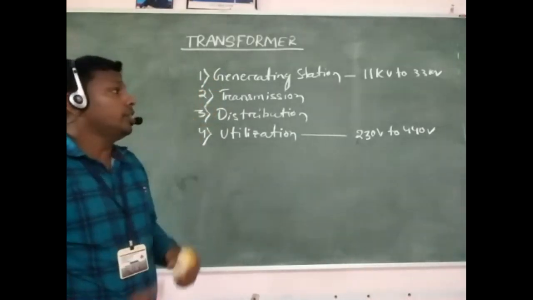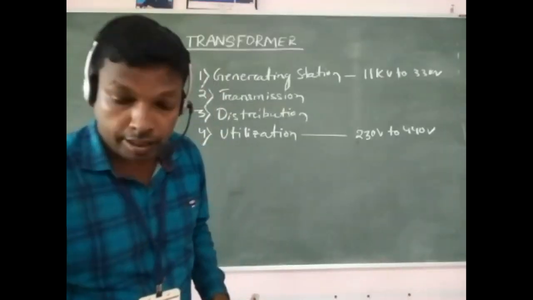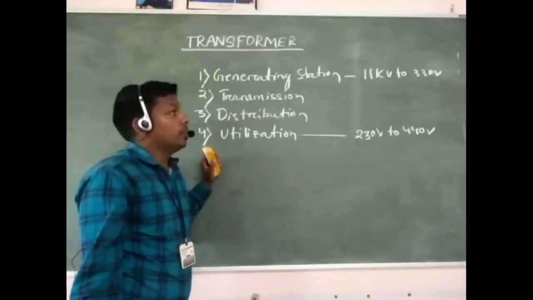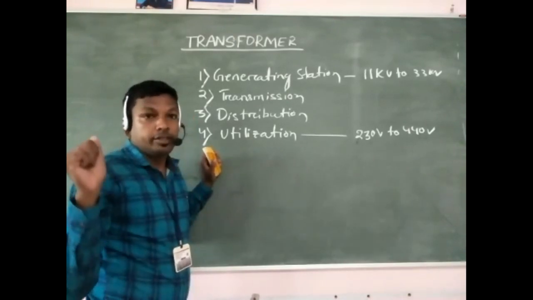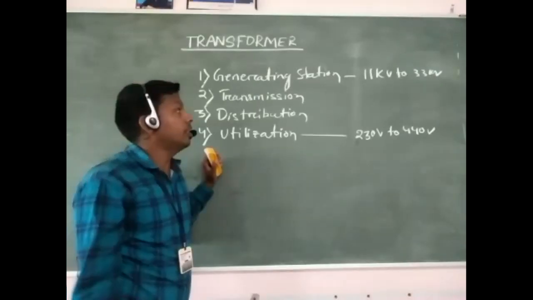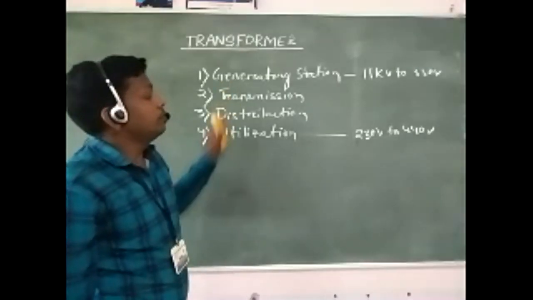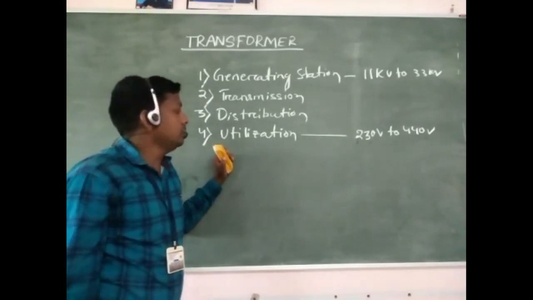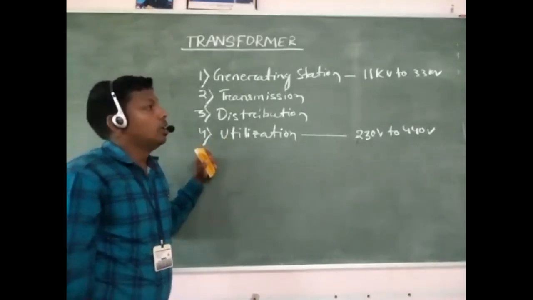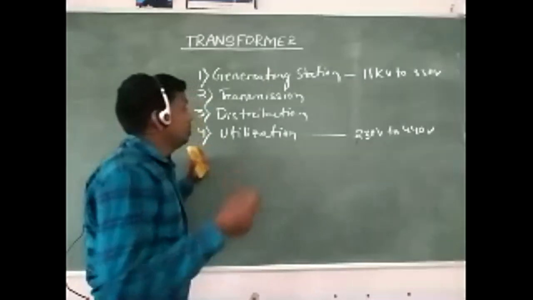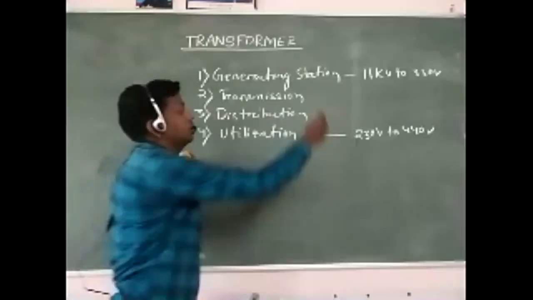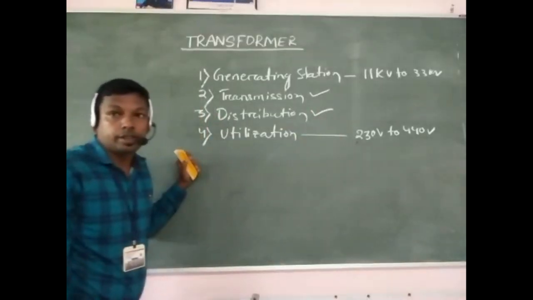Generating stations are situated where the raw material is available: a hydropower plant near a water head, a thermal power plant near coal or fuel availability, which is far away from the load center. Load center means where we are staying or where electrical power is utilized. So for receiving the electrical power, we need two steps, that is transmission and distribution.